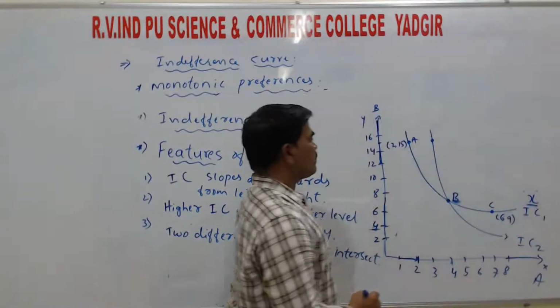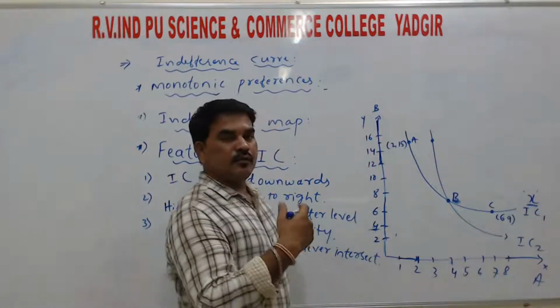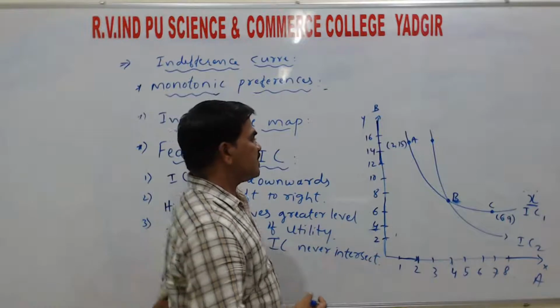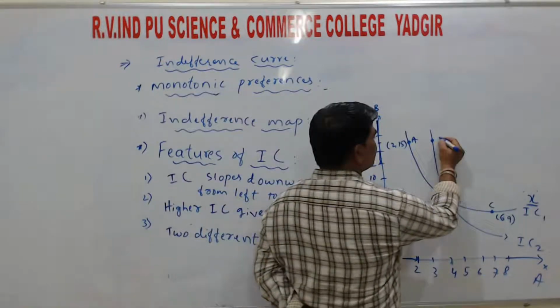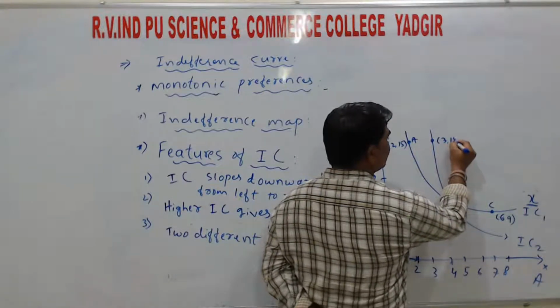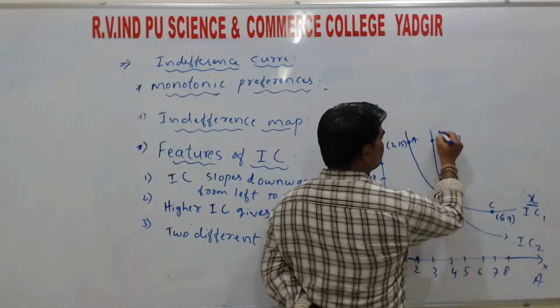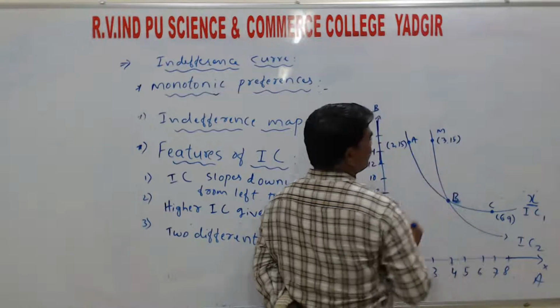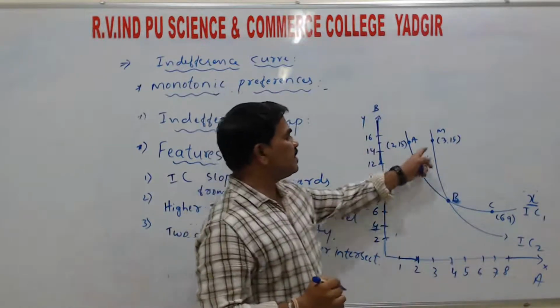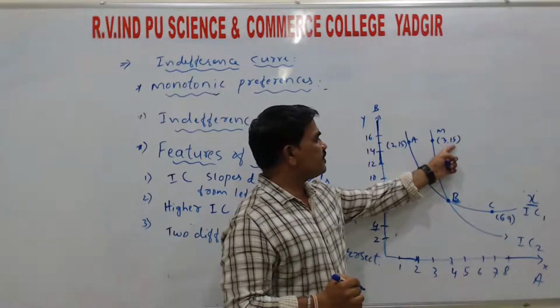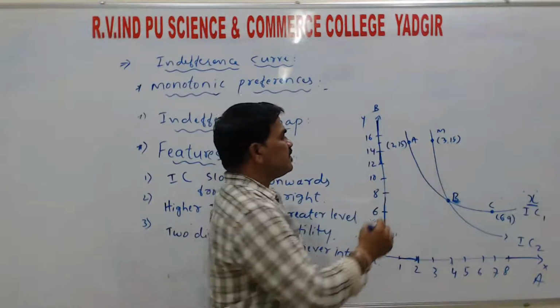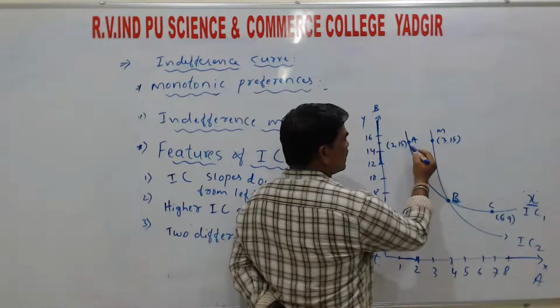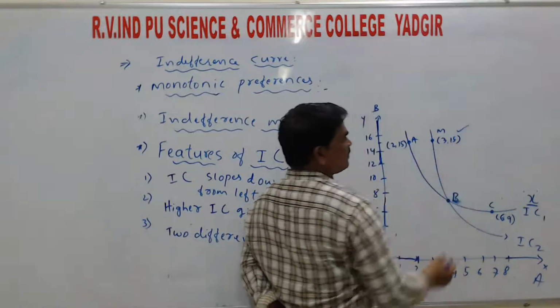Fine. Now we will move to a higher indifference curve. That is this one. Here he is getting 3 apples, 15 bananas. I can call this M. In this bundle, he is getting 3 apples, 15 bananas. So obviously, if we compare between these two bundles, he will go with this.